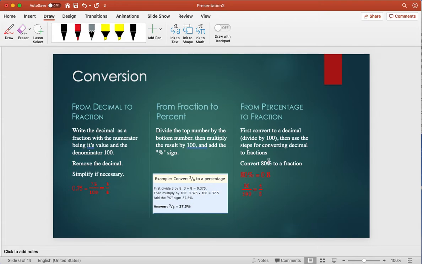First convert to a decimal, divide by 100, and then use the steps for converting to a fraction. So basically, if you're converting 80% to a fraction, you start with 80%, write it as a decimal. All you have to do is divide it by 100, so you're moving over 2 to the left. Put this value over 100 as we did just right here, the 80 over 100, and then simplify.